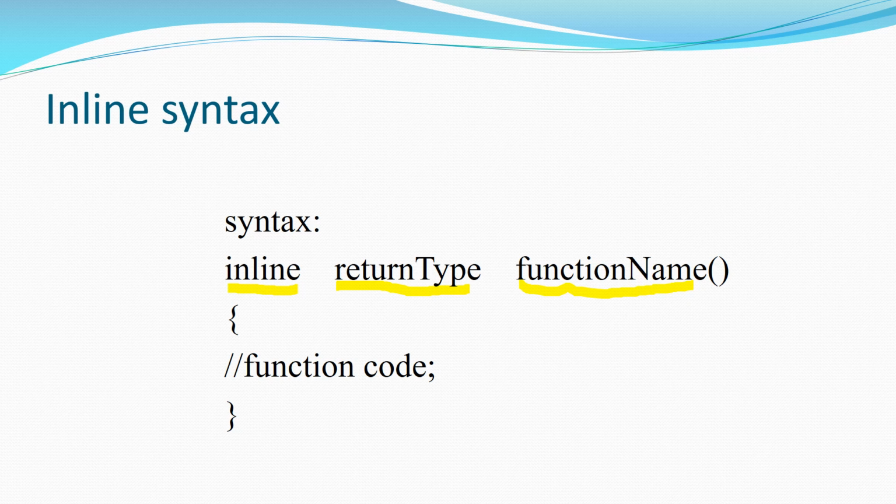The function has open and close brackets, and you can also pass parameters. Once I want to create the function code, I open an open brace and write the function code. After all the function code, it is closed by a closed brace. This is how you create the syntax for the inline function. Let us see an example of an inline function in the next slide.